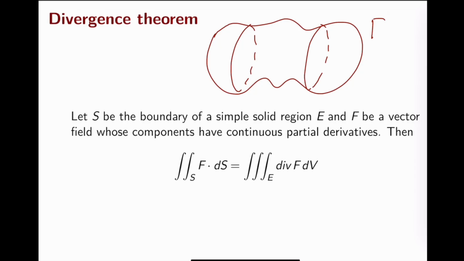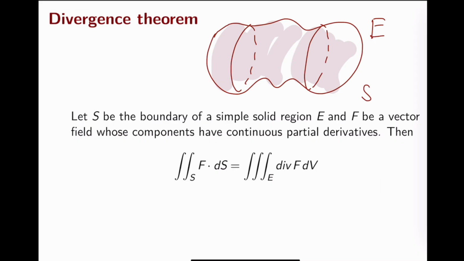Let's consider a solid E, meaning with everything inside, so this is not a hollow thing, the solid. And let's consider also the surface here. So the surface is going to be S. The surface is something two-dimensional, the solid is something three-dimensional. So we consider the solid E that has as boundary the surface S.